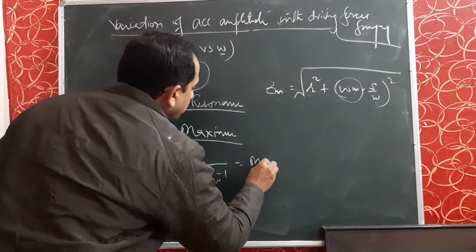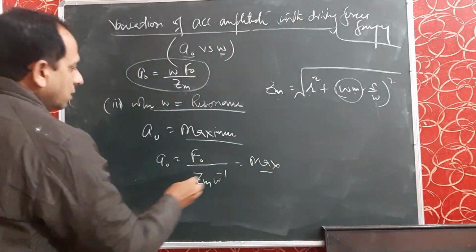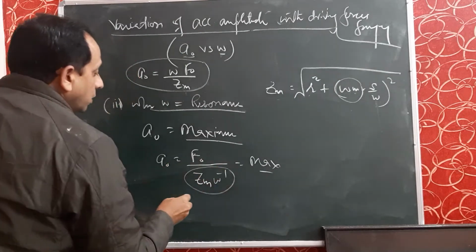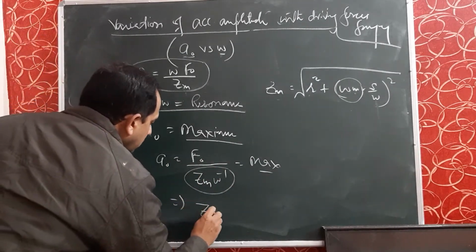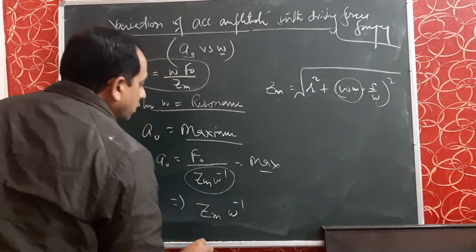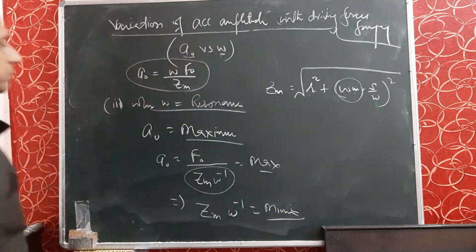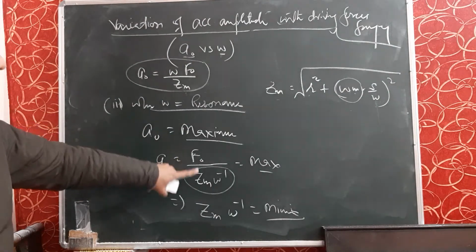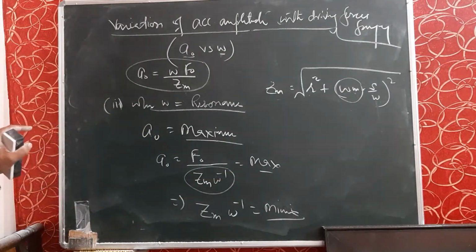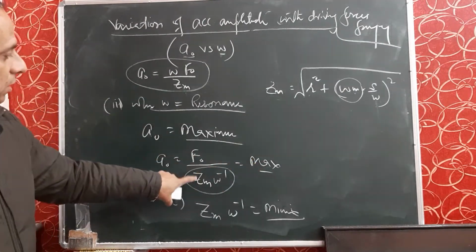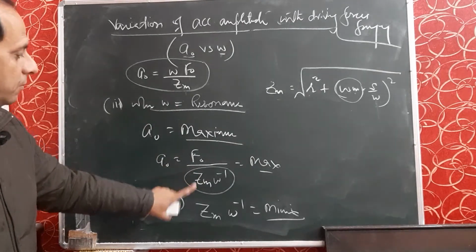If it is maximum, then this denominator should be minimum. This means Zm into omega minus 1 is minimum, because something upon minimum is maximum. So when a naught is maximum, its denominator should be minimum.